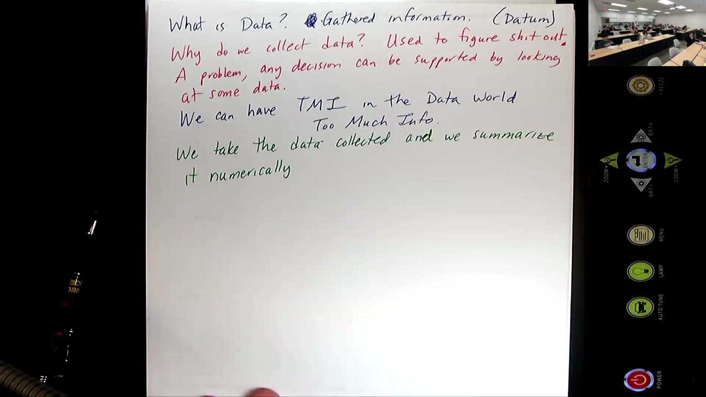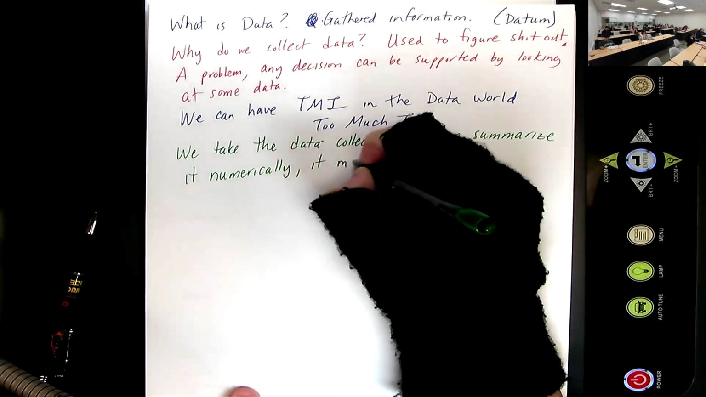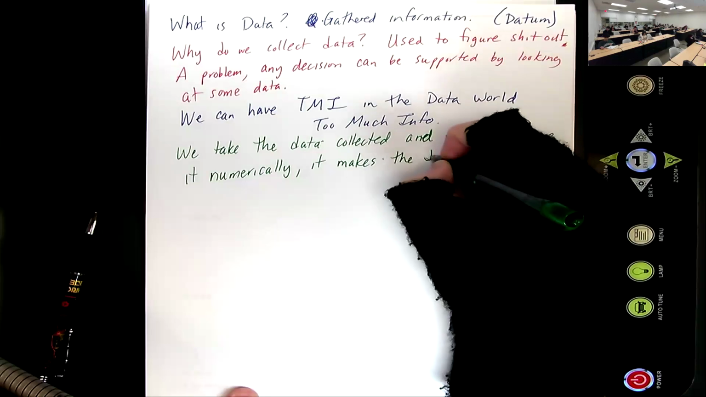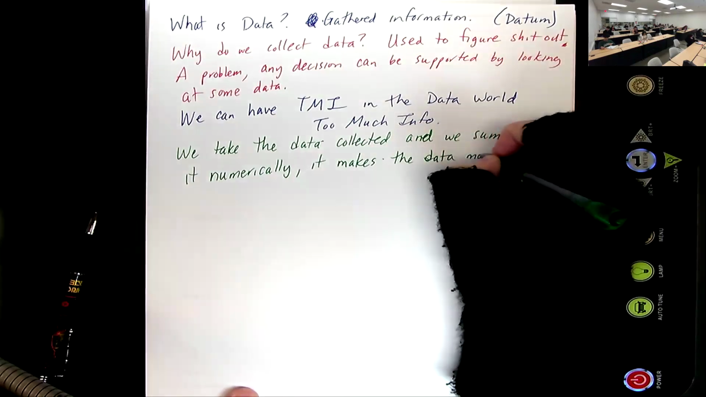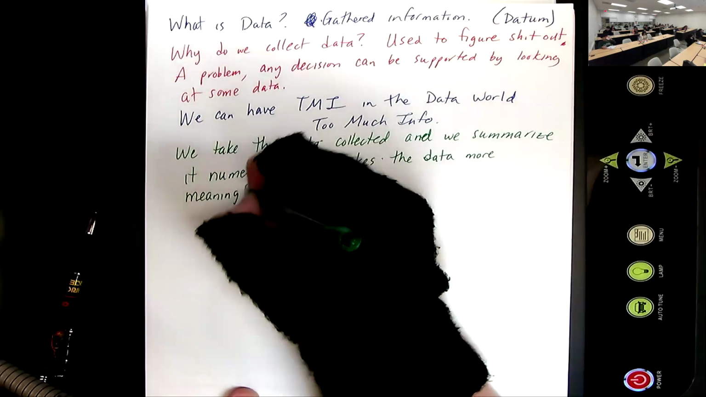So we summarize it numerically, and it doesn't have to come from data that's numerical. Like, we can talk about the percentage of cars that are sedans versus pickups. Stuff like that, not just people related. So we summarize it, and doing this, it makes the data more meaningful in the decision-making process.